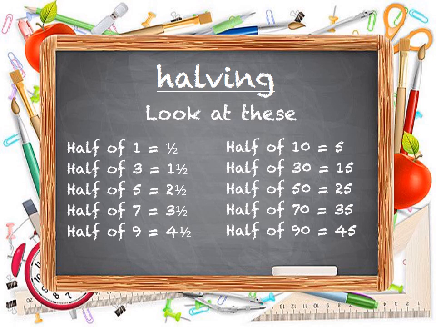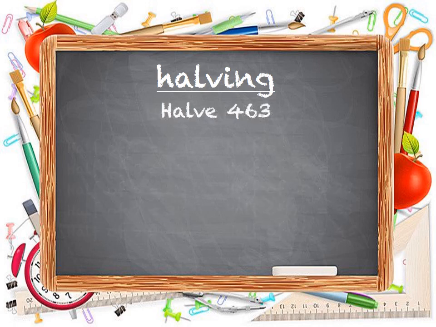Half of 10 is 5. Half of 30 is 15. Half of 50 is 25. Half of 70 is 35. And half of 90 is 45. You can refer back to this at any time.